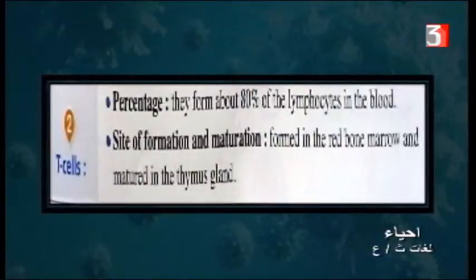What are the T cells? T cells form 80% of lymphocytes in the blood and are also formed in the red bone marrow and matured in the thymus gland.